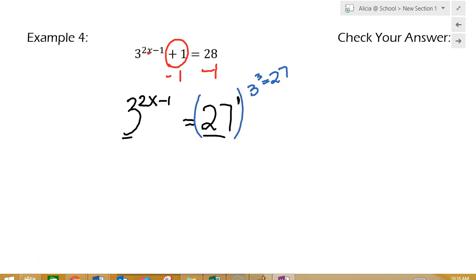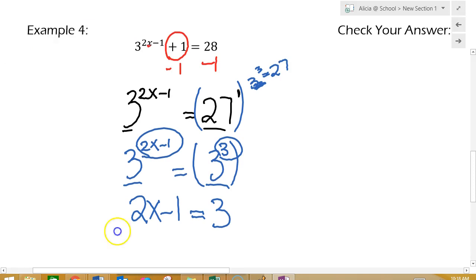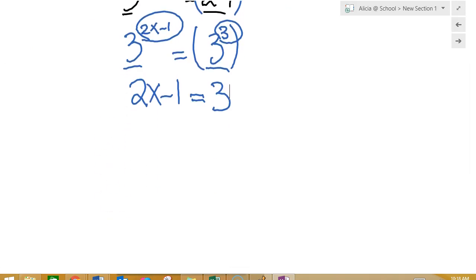Left side doesn't change, right? I have that 3 raised to the 2x minus 1 power. My 27, though, whatever I have in parentheses, my 27 raised to the first power can be rewritten as 3 cubed. All right, now that I have like bases, the base of 3, base of 3, I can set my exponents equal to each other. So I'm going to have 2x minus 1 equals 3. It becomes a linear equation. I can just go ahead and solve for my variable.